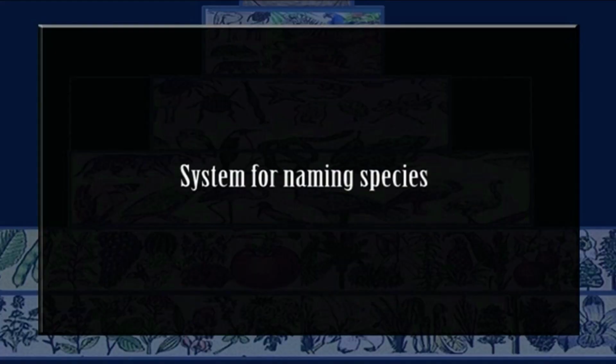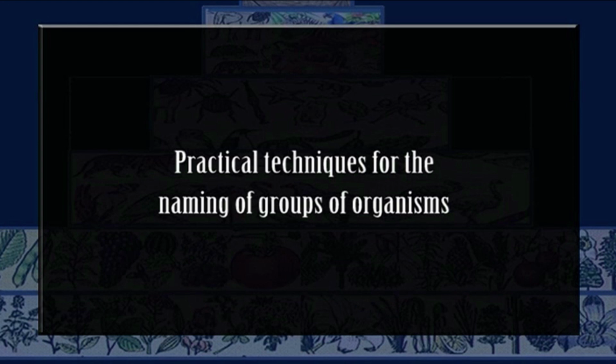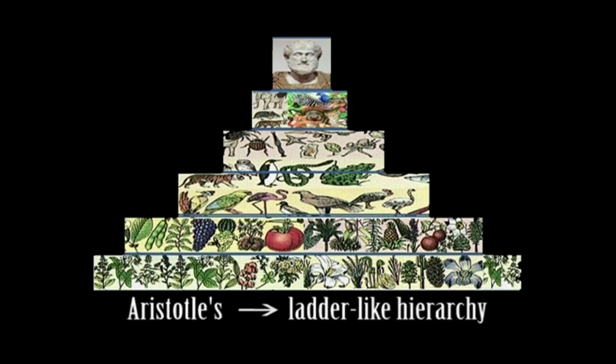He developed both a system of naming of species and for organizing living beings, and also devised practical techniques for the naming of groups of organisms as well as their ranking and ordering. However, Linnaeus was far from being the first thinker to try to classify life. Aristotle organized life in a ladder-like hierarchy into 11 levels, with plants on the bottom and humans on top, and argued that each species had a unique form and could be classified by some of its key characteristics.